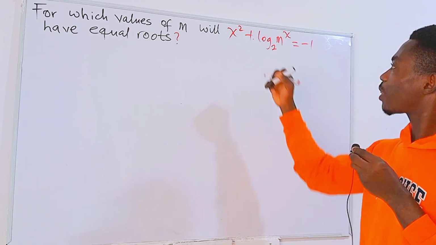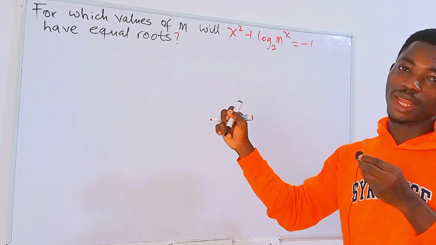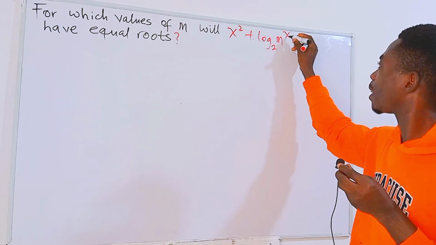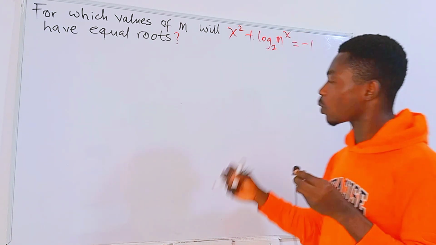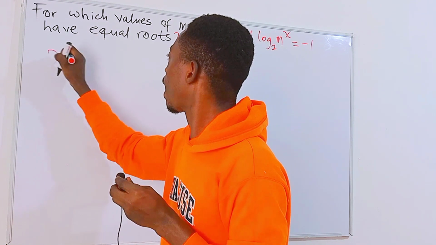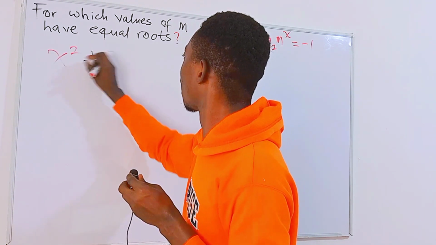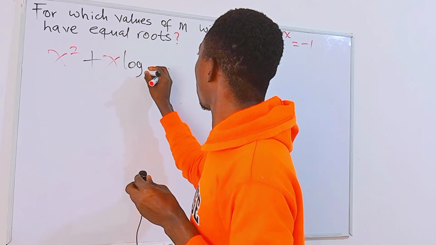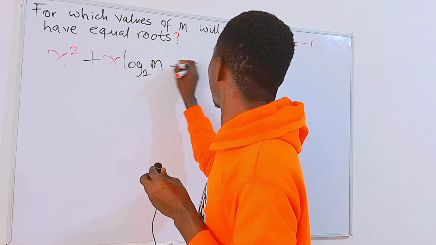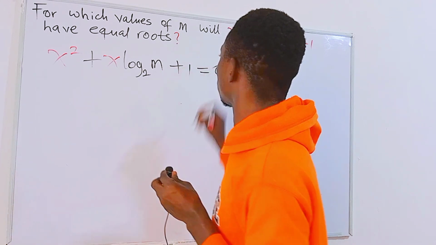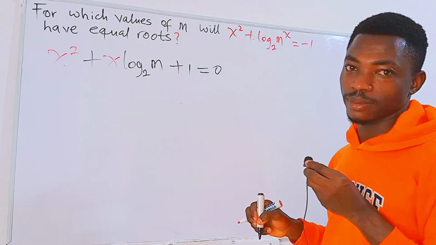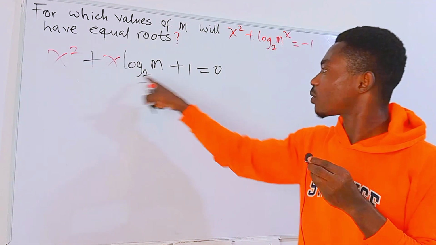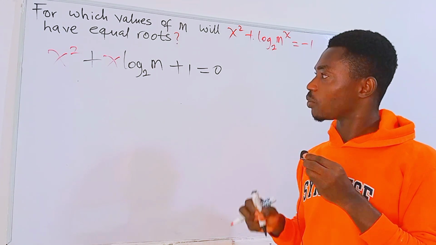First of all, let's rewrite this equation in the sense that everything on the left will be equal to 0. But remember we have log here and then power x. So we're going to have x to the second power plus this x right here times log base 2 of m plus 1 is equal to 0. The fact that we have x to the second power here means that this equation is a quadratic equation.